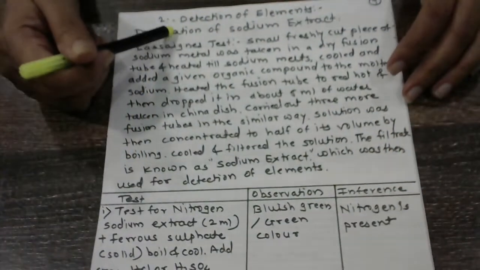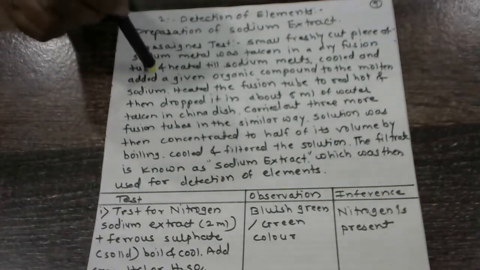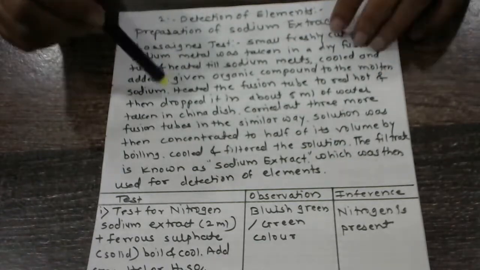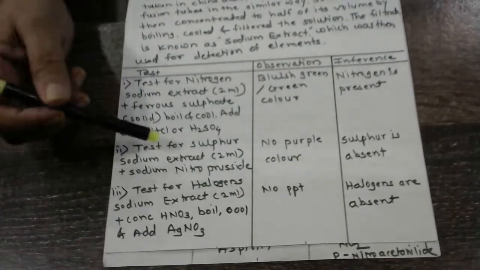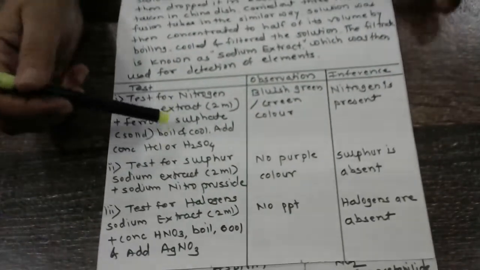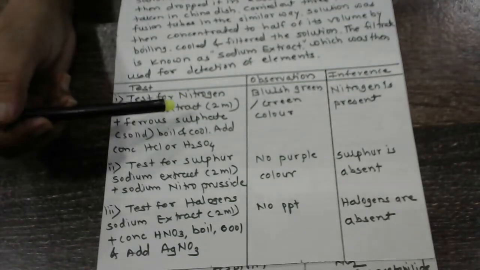Then detection of elements, again follow the same procedure. Preparation of sodium extract by Lassaigne's test. We get sodium extract, use that sodium extract for detection of elements. Now test for nitrogen. Here we take sodium extract 2 ml plus added ferrous sulfate solid.